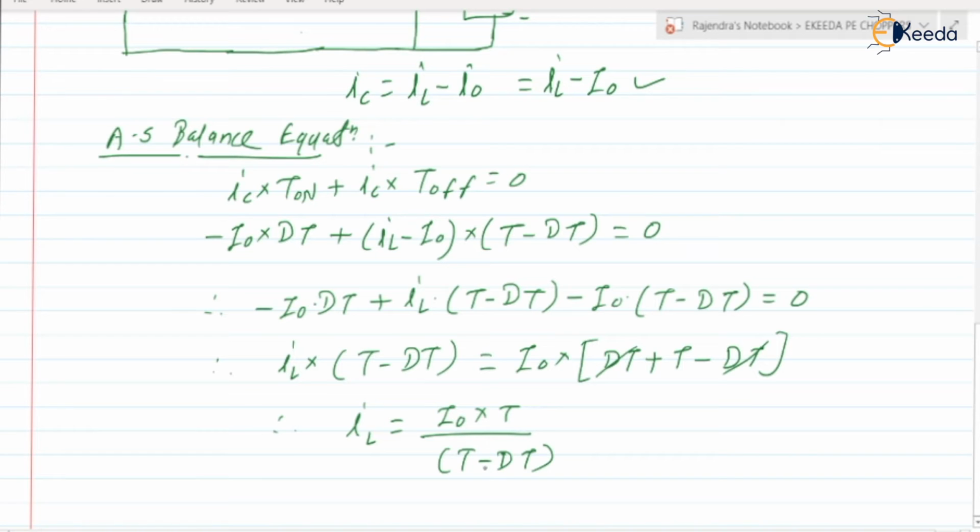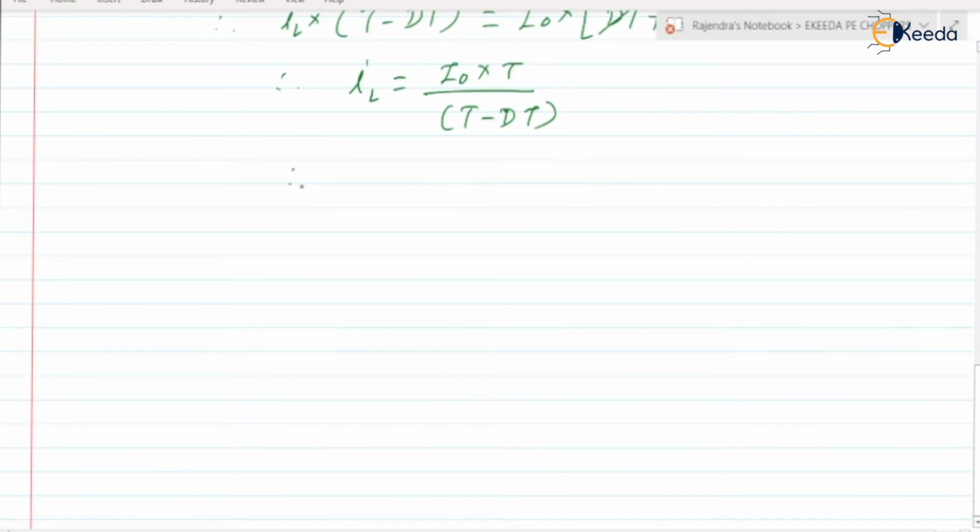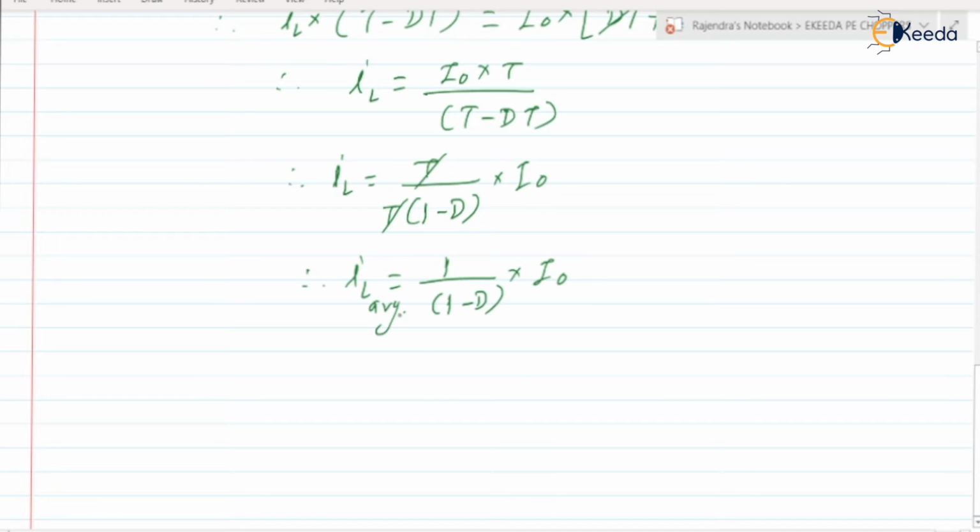Can we take T common from this denominator? Yes. After taking T common, IL is equal to T upon T into 1 minus D, into I0. T will get cancelled, so IL is equal to 1 upon 1 minus D into I0. But this I0 is I0 average, that is a constant current, so this IL will be your IL average. Are you getting the point?